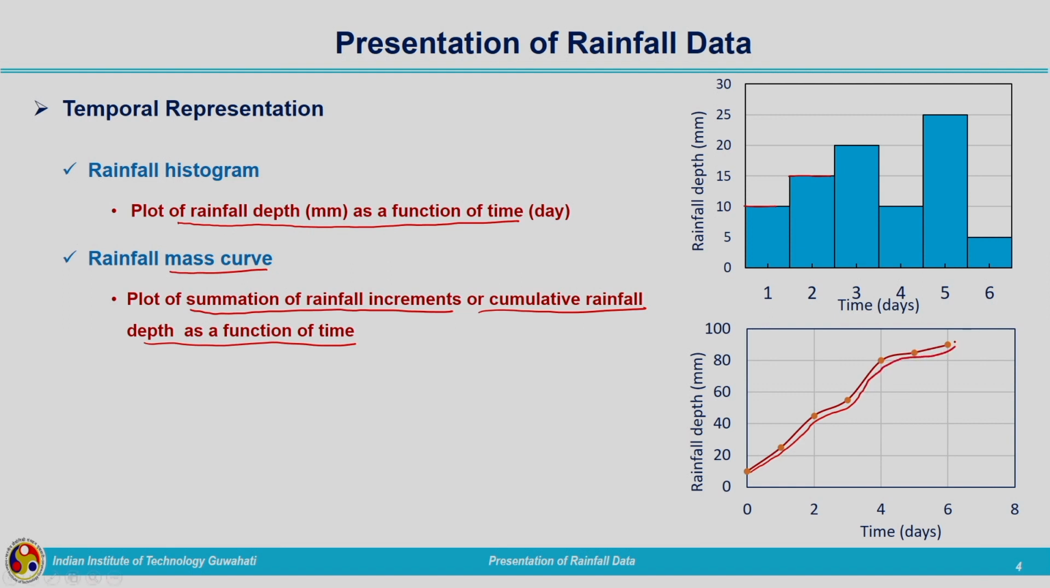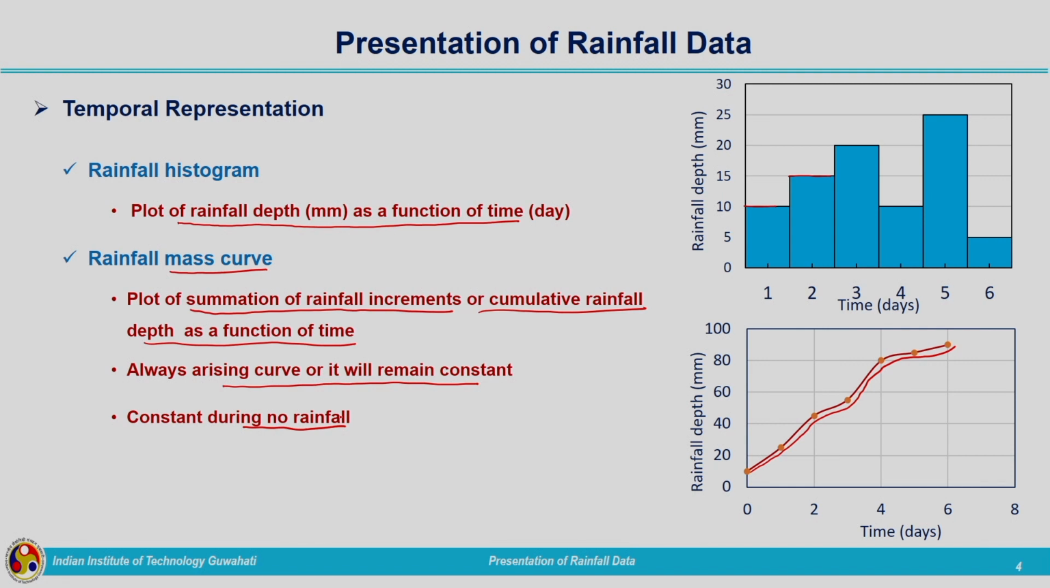As time increases, rainfall depth is also increasing because it is the cumulative value. First day how much is there, second day how much is there, everything will be added up to the 8th day. If we check, it gives how much rainfall occurred in the entire 8 days. That value we will be getting by making use of the mass curve, and it is always a rising curve, or sometimes constant during no rainfall, never a decreasing curve. And if we differentiate this particular curve, we will get the rainfall intensity.